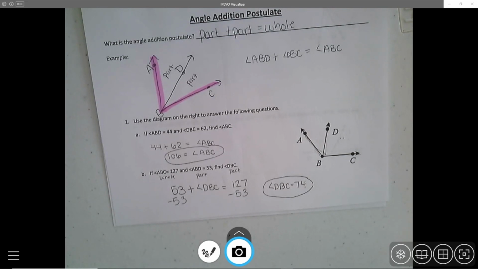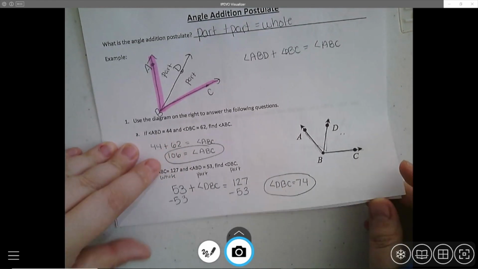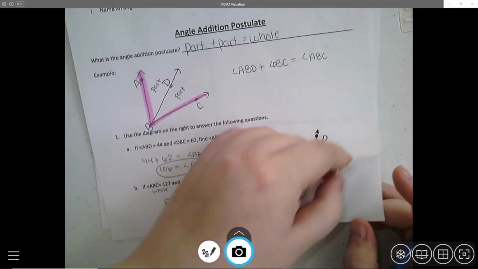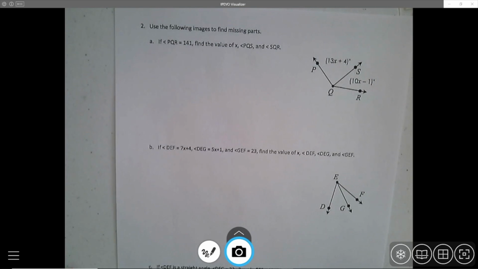Okay, let's look at some more of these angle addition postulates. Okay, looking here at the next example.